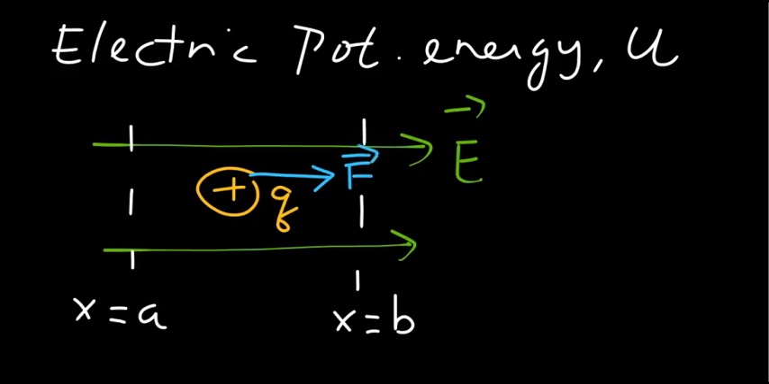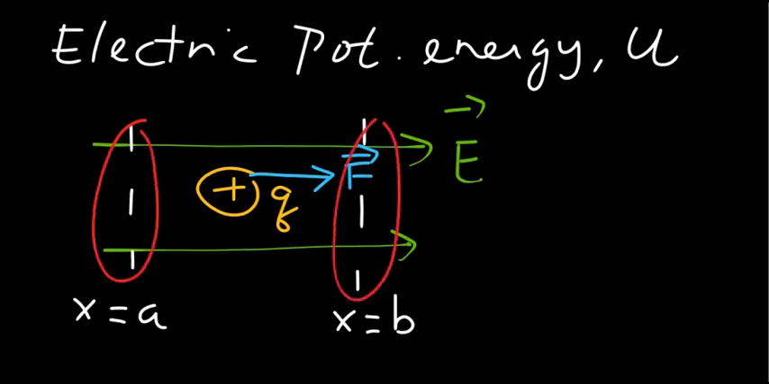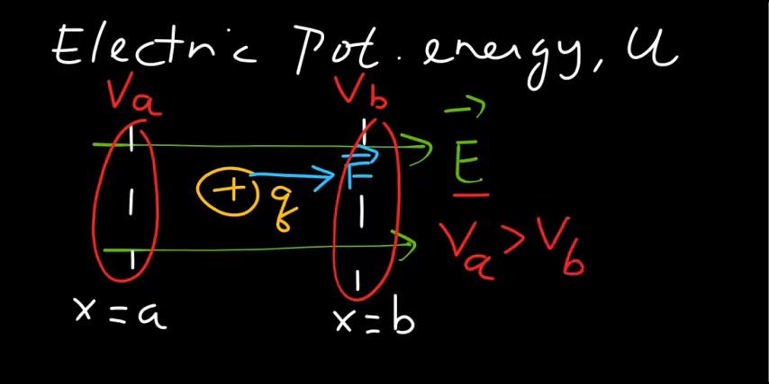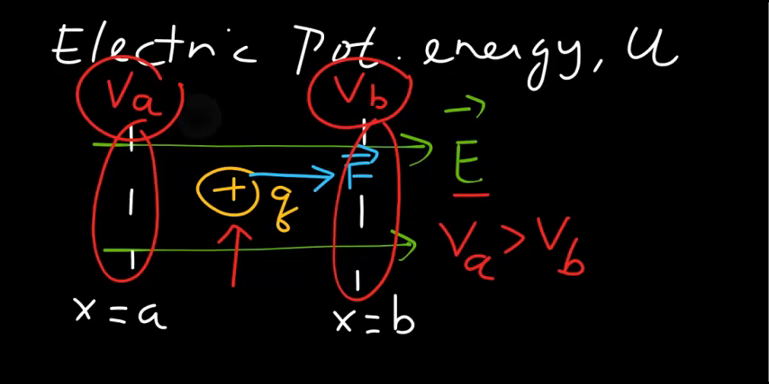Another way to look at this is by concentrating on these 2 points. And we say there are 2 potentials. Potential at x equals A can be denoted as V subscript A. Likewise, potential at x equals B can be written as V subscript B. Since the electric field is heading rightward, we know that point A is at a higher potential than point B. So V_A is greater than V_B. A positive charge always moves from a point with a higher potential to a point with a lower potential.